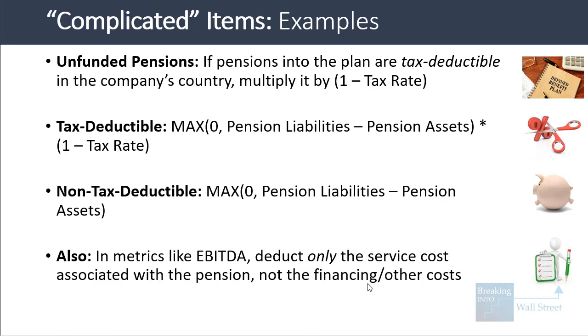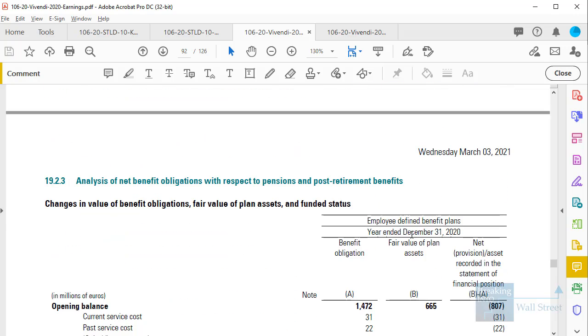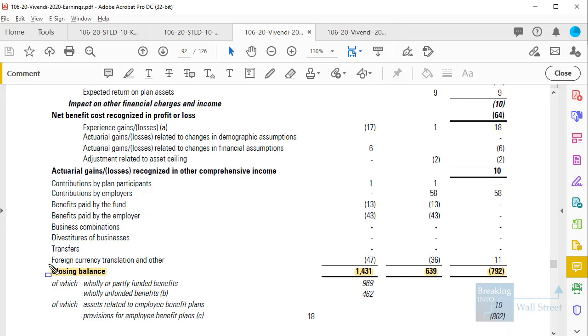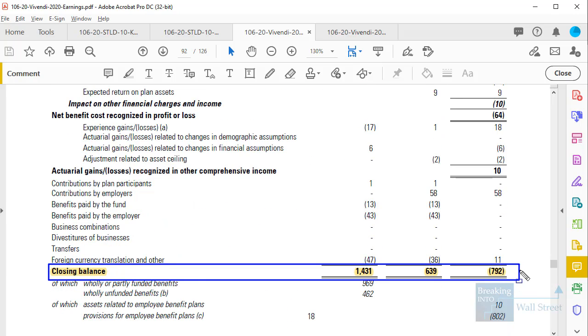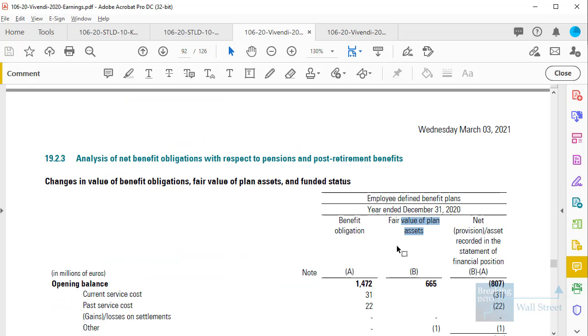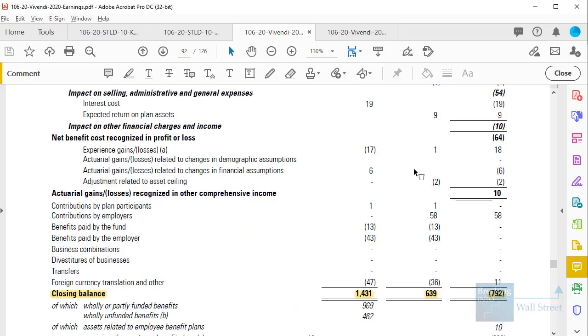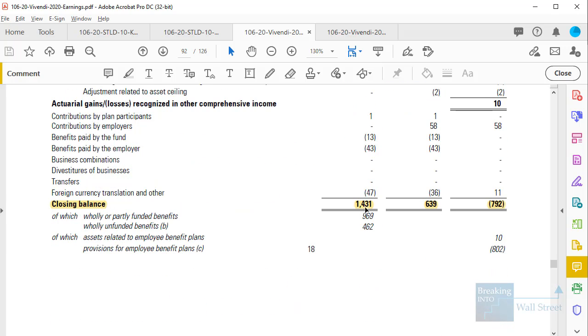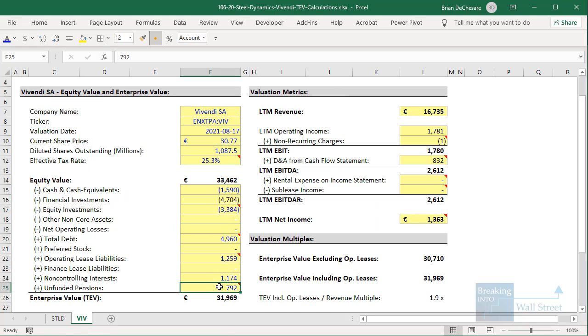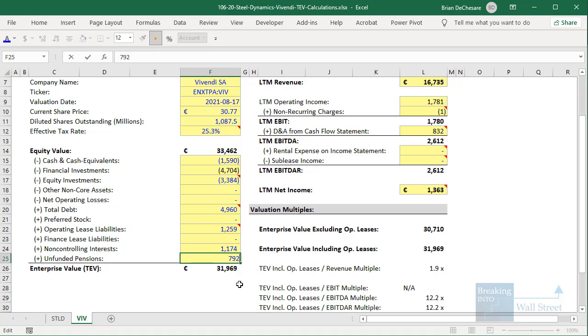With Vivendi, in their annual report, they disclose under note 19.2.3 on page 92 that their position here is negative 792 million euros for their pension. So their pension assets over here on the right side, the fair value of plan assets, is 639 million, and liabilities are 1.431 billion. And so in Vivendi's enterprise value calculation, I've added the unfunded pension here.